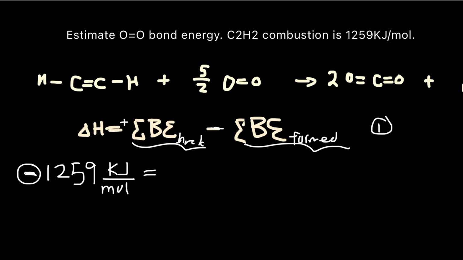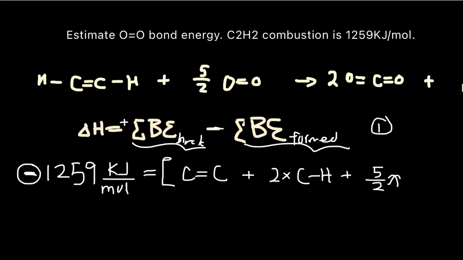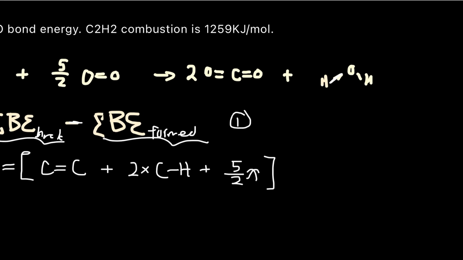Now we're going to throw in our values for BE, but first we'll set up the equation. So there is going to be 1 times the bond energy of a C double bond C and 2 times the C-H bond plus 5 over 2 of this, which is what we're trying to find, so I'll write X. And minus, now this is another easy mistake. I've made this error many times.